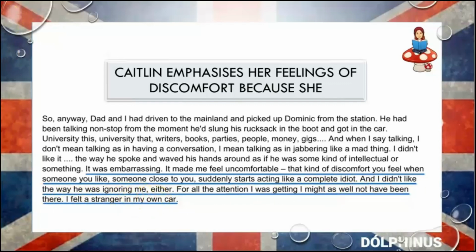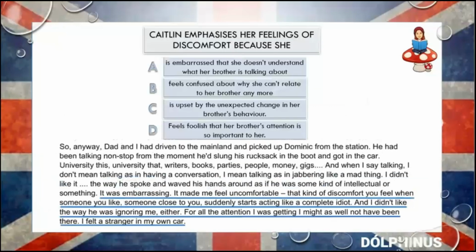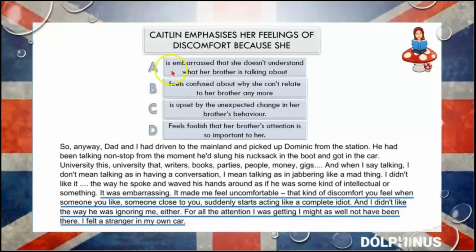Now that we have the sentences related to the questions, do we go to multiple choice? If you're doing it with me, click play. A is embarrassed that she doesn't understand what her brother is talking about. It is true that he talks as if he was some kind of intellectual or something, but nothing is mentioned that it was embarrassing is making reference that she didn't know what he was talking about.